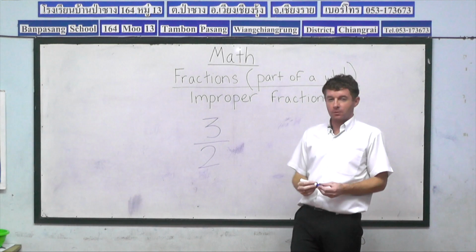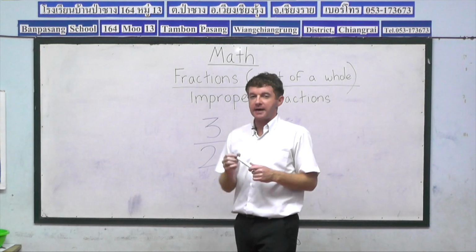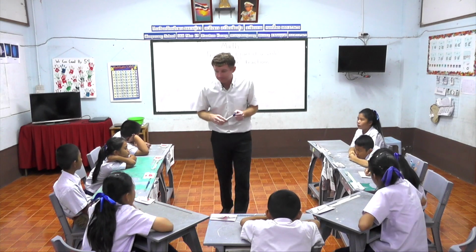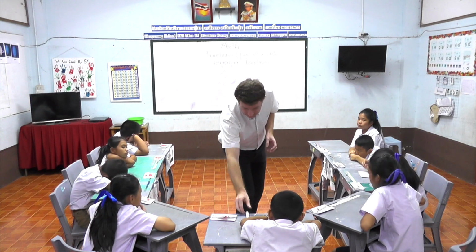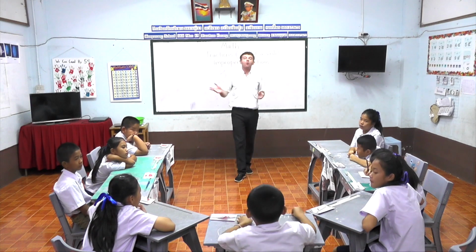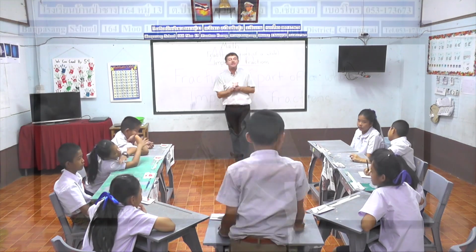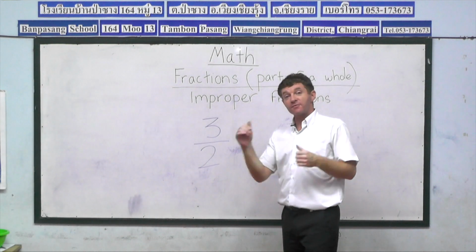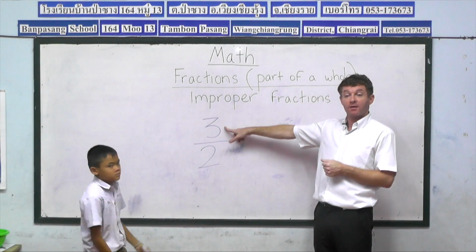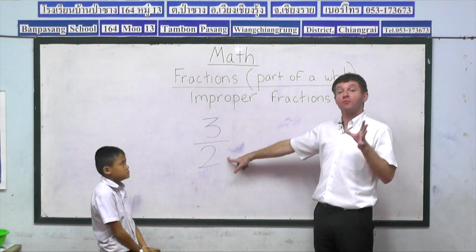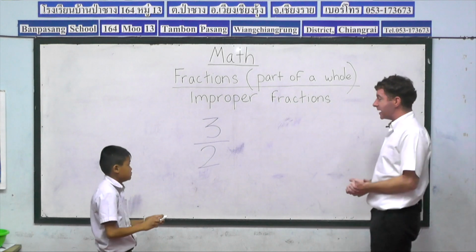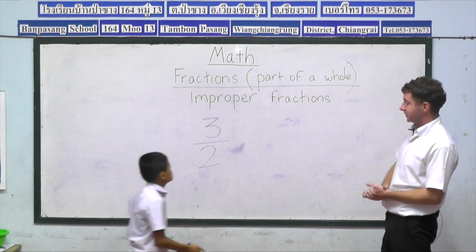3 over 2. Okay, so 3 over 2 we're doing next. And let's see who can do this fraction for me. I know, the pen is with Chu. So Chu, come and join me at the front of class, please. Okay, so first of all, guys, let's practice speaking our improper fraction. 3 over 2. So first of all, we need a circle. Chu, can you draw a nice big circle on the board?